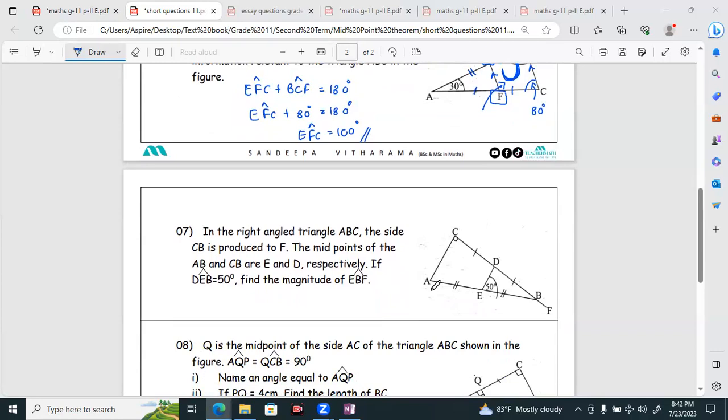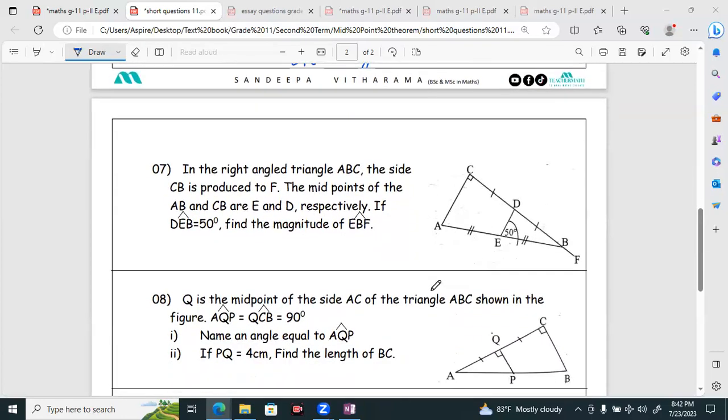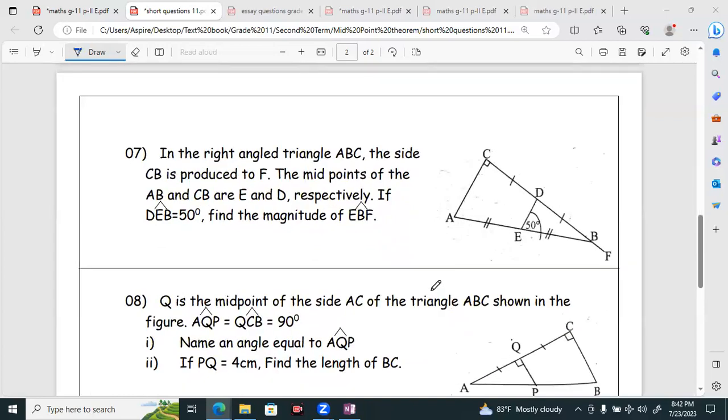Should we apply the converse of the midpoint theorem or the midpoint theorem? In the triangle ABC, the side CB is produced to F. The midpoints of AB and CB are E and D respectively. If DEB is equal to 50, find the EBF. Here actually not only the midpoint theorem, but also another theorem you have to use.